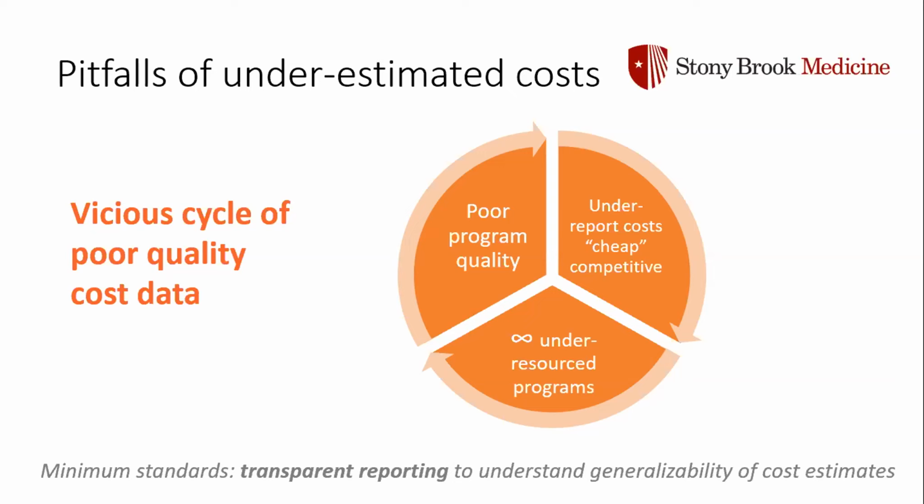A good approach is to see costs as a test of program quality. Did the program invest enough resources to enable good quality functioning and effectiveness? If so, then that's a good unit cost to start from, and there will be variation from there. A simple way to avoid this vicious cycle is to ensure transparent reporting, documenting what costs are and are not included in an analysis to understand the generalizability of the cost estimates. This doesn't mean that cost estimates will be exactly comparable across contexts, but if you know what costs are included, you can decide how similar one set of costs is to another.